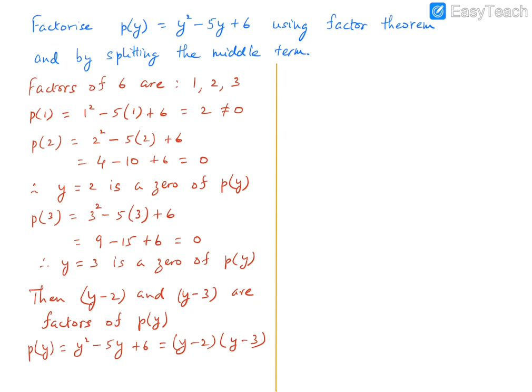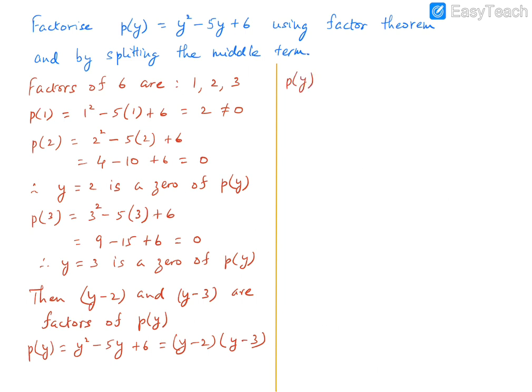In this case, however, it was much easier compared to the previous example of factorizing using the factor theorem. In some cases, factorizing by finding the zeros of the polynomial can be tricky. Sometimes it might be easy, but in some cases it is easier to do it by splitting the middle term. So let's do the same problem by splitting the middle term, and we'll find out how it compares with factorization with the factor theorem.